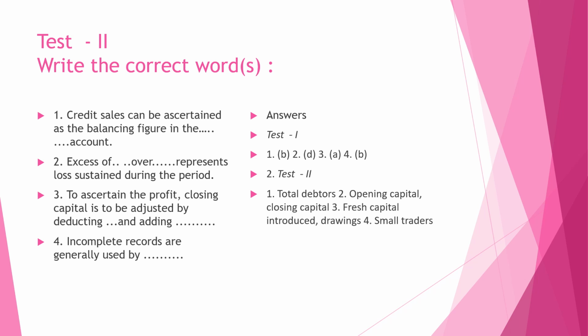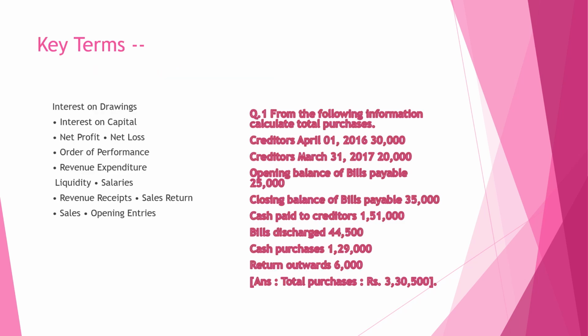So another, here again, write the correct answer. Here information about the debtors is provided, and the answers for test 1 and test 2 are also provided. So do it yourself and check the correctness of the answer. Another very important thing: here are some key terms which we have used in this chapter: interest on drawing, capital, net profit, net loss, performance, revenue expenditure, liquidity, revenue receipts, sales. And here one more question is given to calculate purchase. So we will prepare the total creditors account. The balancing figure will give us the total credit purchase. To find out the total purchase, credit purchase plus cash purchase will be added.